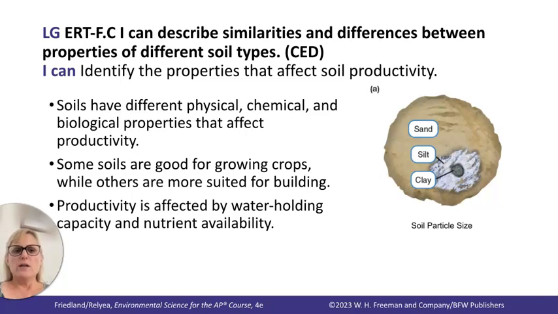All right, going on, we need to know that soils have different physical properties, chemical properties, and biological properties that affect their productivity. Productivity is the amount of biomass made by photosynthesizers, producers, available for your consumers, including us. So basically, how good is your soil for growing food for humans, plants, ecosystems, etc.